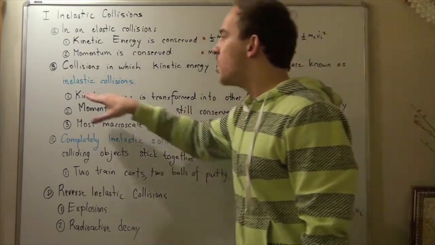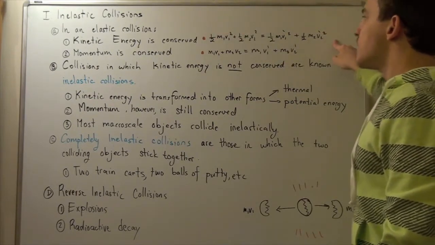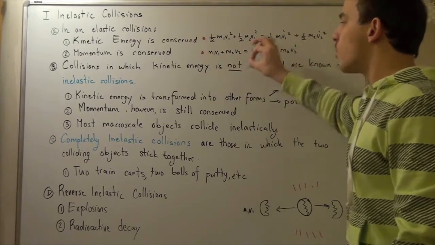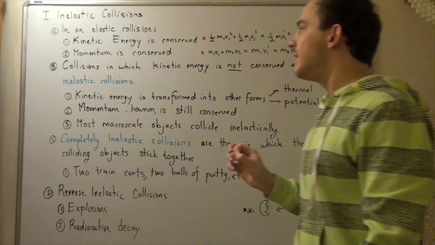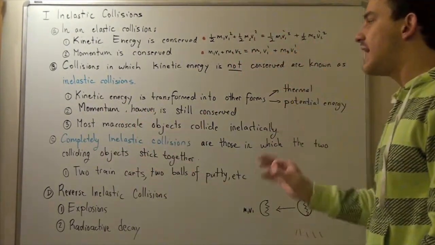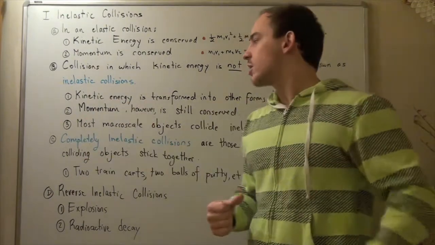So, whenever we talk about inelastic collisions, we cannot use the formula for kinetic energy, but we can use the formula for the momentum. Now, examples of inelastic collisions are simply most macroscale objects because they collide inelastically. Examples are two moving cars.